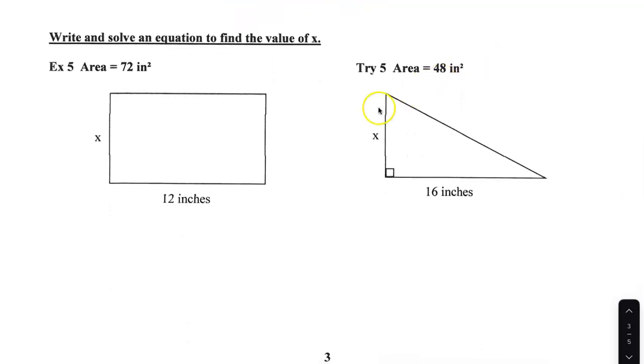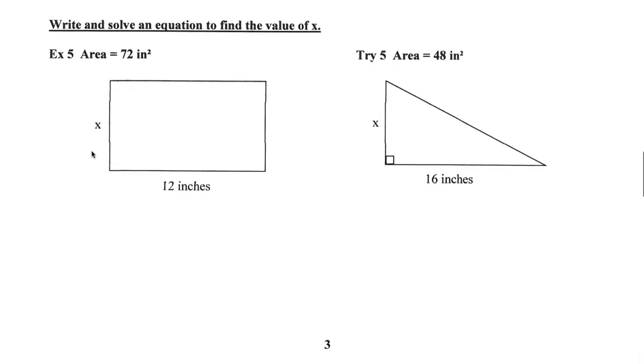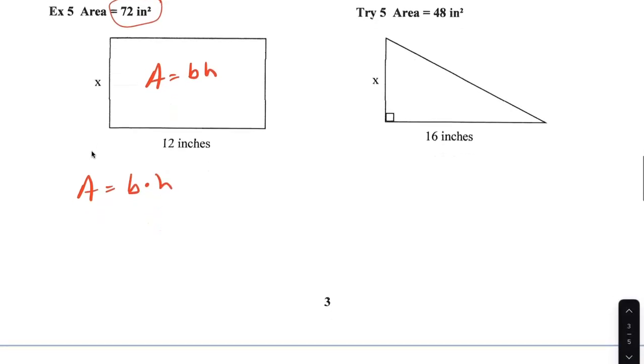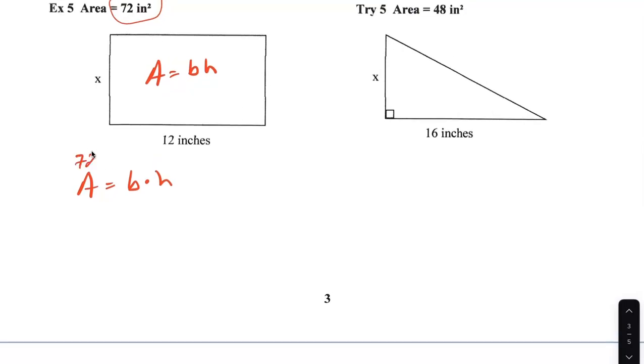What if it's like a word problem? They're telling us the area of this rectangle is 72. They want us to figure out what x is. I'm doing this because I want you to do a little review. Area of a rectangle is base times height, or length times width. So we have area equals, let's say, base times height. We have the area, 72. We have the base, we'll call 12 the base. And the height is x.